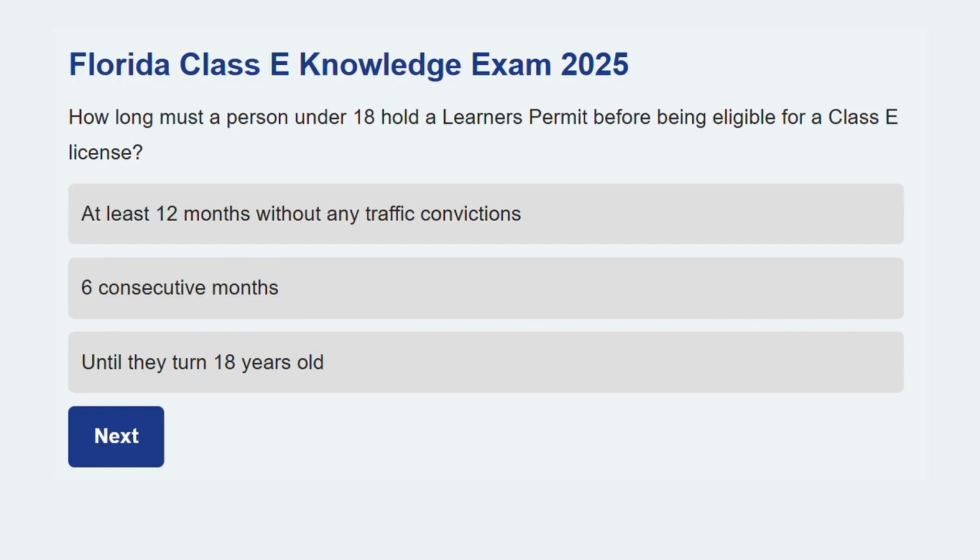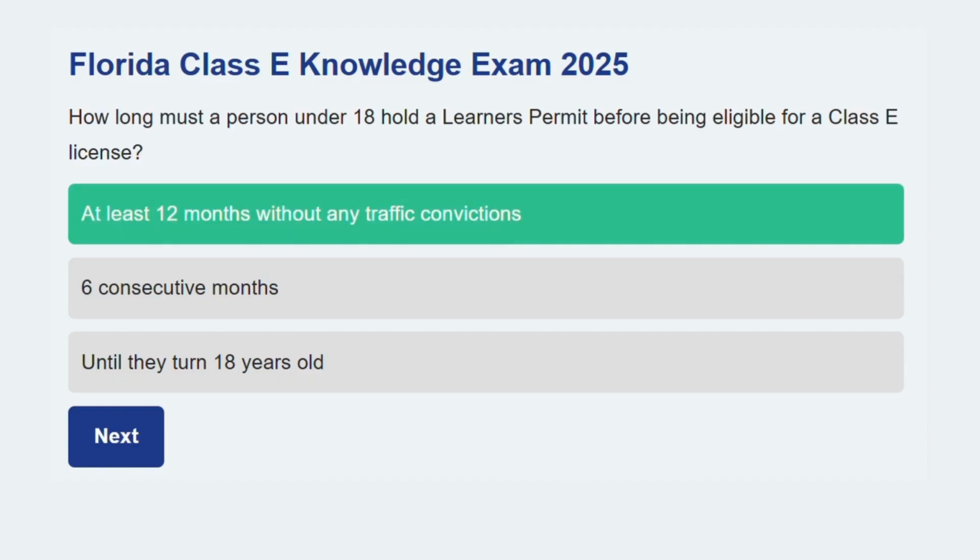How long must a person under 18 hold a learner's permit before being eligible for a Class E license? At least 12 months without any traffic convictions. This 1-year minimum period is required to gain experience.